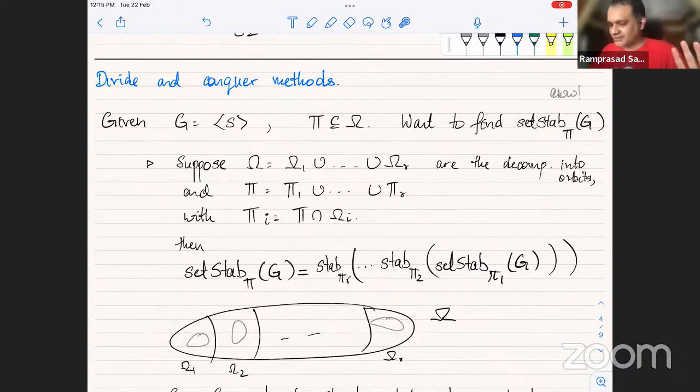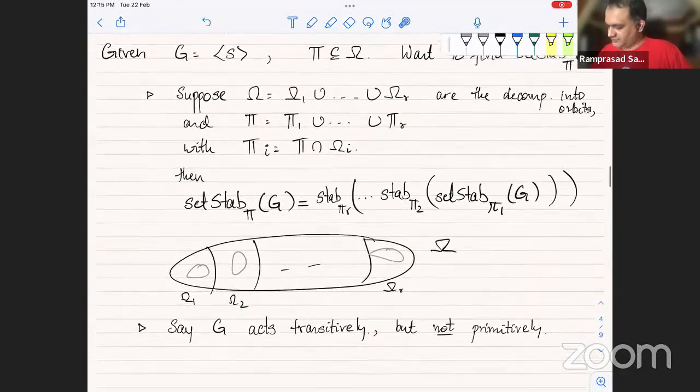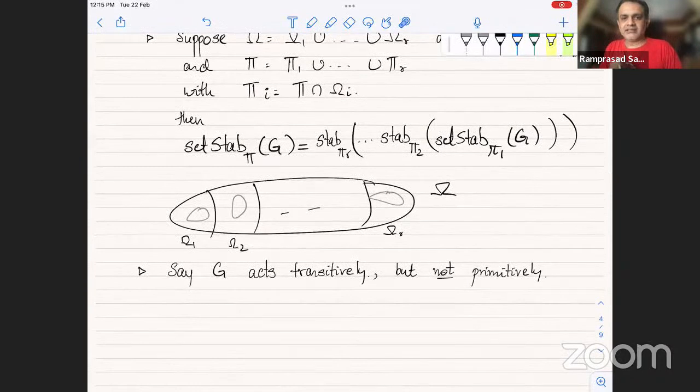Okay, so that is what you would do if it so happens that you don't even have a single orbit, you have multiple orbits. Then you know what to do. You can split it up in each block, each orbit separately. Okay, and now comes the more interesting part, which is what happens when there is a single orbit, but it is not primitive in the sense that there are non-trivial blocks. So let's say that delta is a block, whatever, non-trivial block.